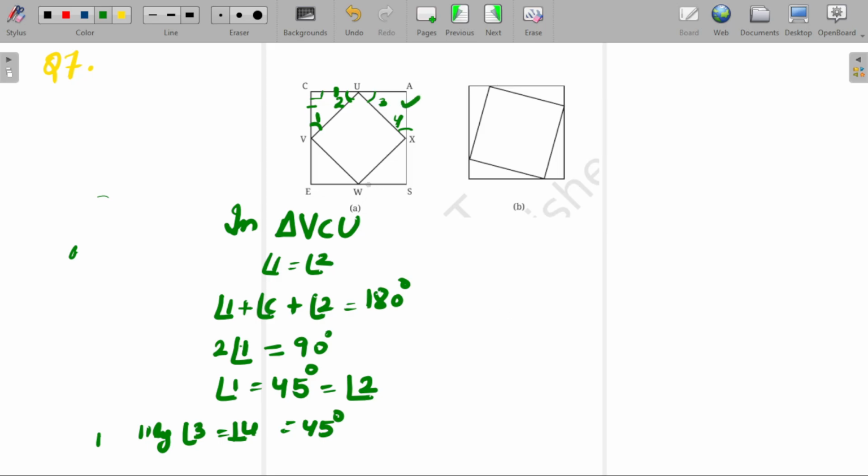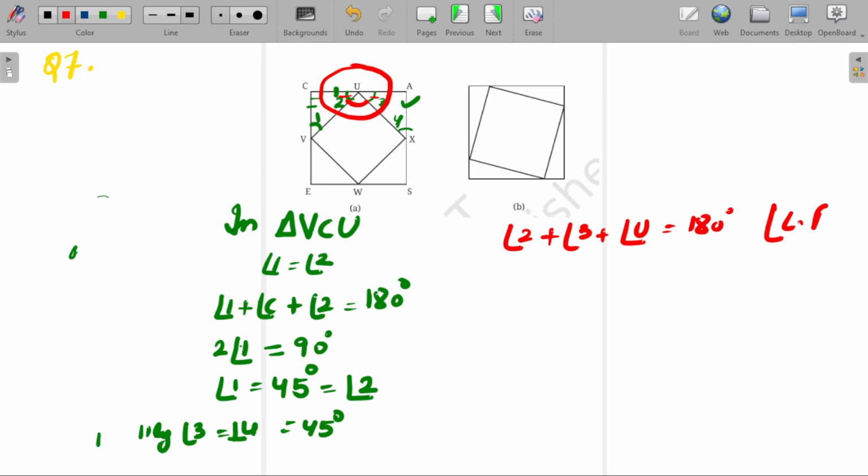So now just look at this part. You know angle 2 is 45, you know angle 3 is 45. It is easy to find out this interior angle. So what do I use here? Linear pair. Angle 2 plus angle 3 plus angle U is 180 degrees because they form a linear pair. Angle 2 and angle 3 are both 45, 45, so adding up to 90. Angle U plus 90 is equal to 180 degrees. So we get angle U is 90 degrees.